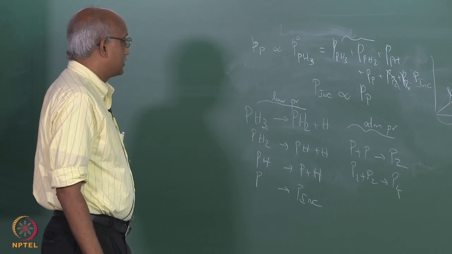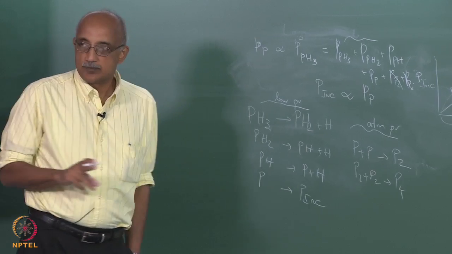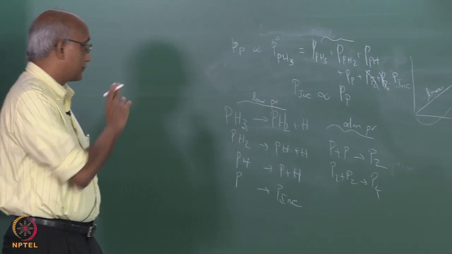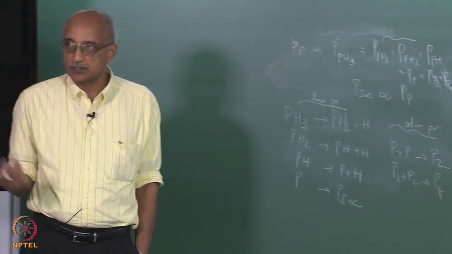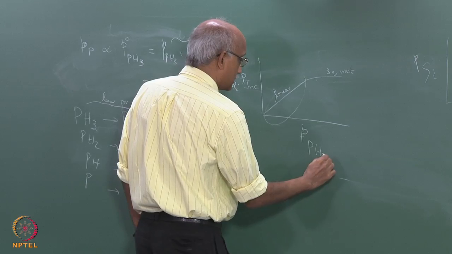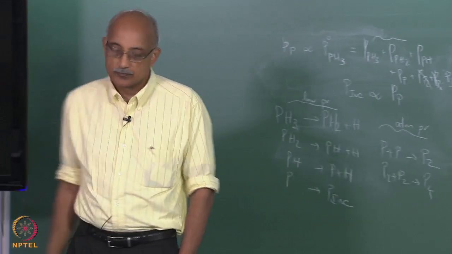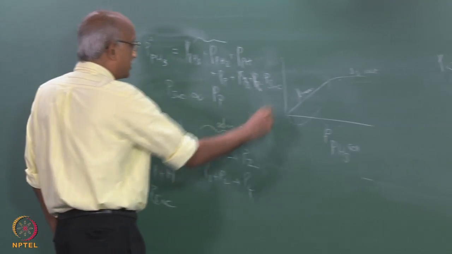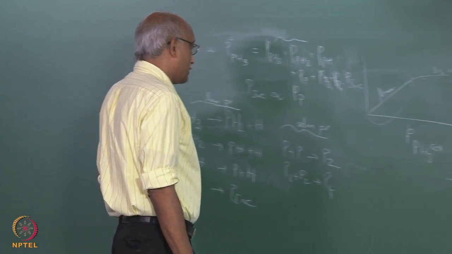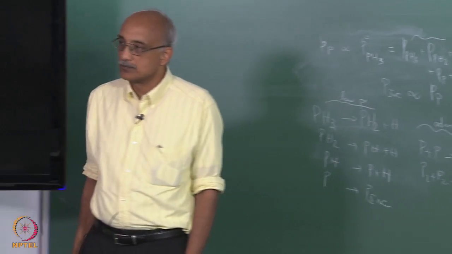So, basically then, in this particular case, there is a linear relationship between the feed concentration of PH3 and the partial pressure of phosphorus near the substrate. And that is why, if you plot this initial concentration of phosphine in the system against the incorporated amount of phosphorus into the CVD film, you get a linear behavior. But as you keep increasing the pressure, you start forming these dimers.